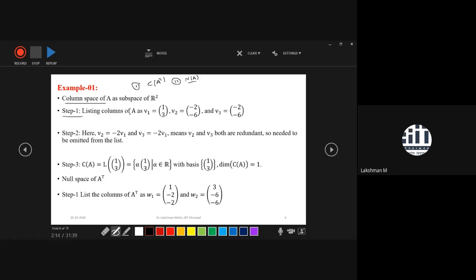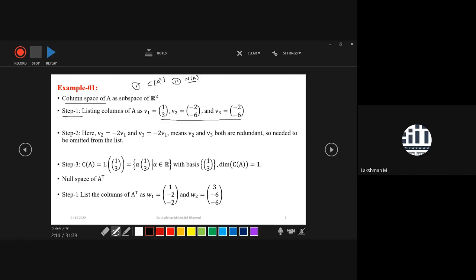First, we need to list all the columns of A in a proper ordering. Then we will try to see through the method of inspection whether we observe any redundant column or redundant vector or not. If by inspection we are able to identify it, then it's fine. Otherwise, we will apply the Gaussian elimination method again.